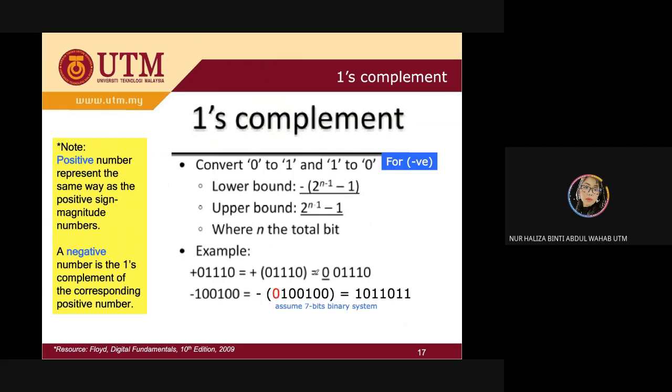Okay, is it okay for this one? Any question, or do you want me to give another example? Okay or not? Okay, another example.